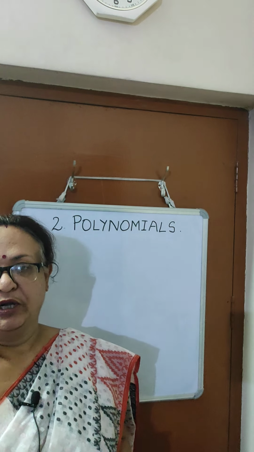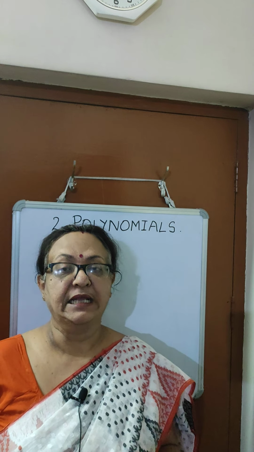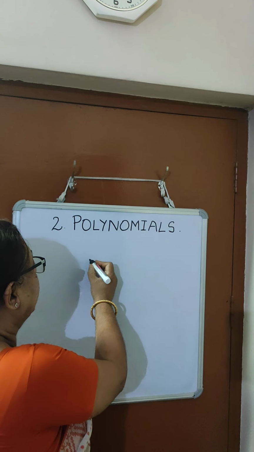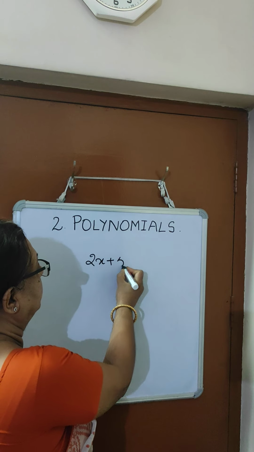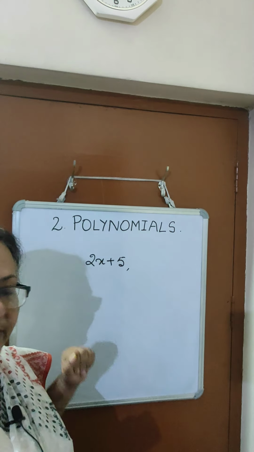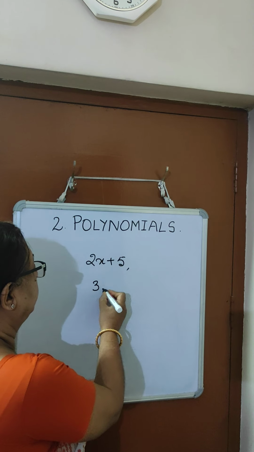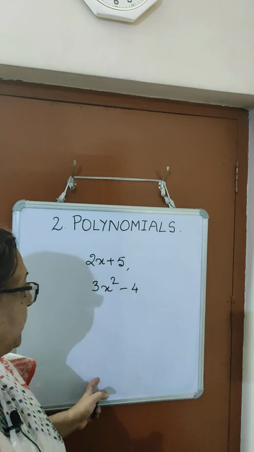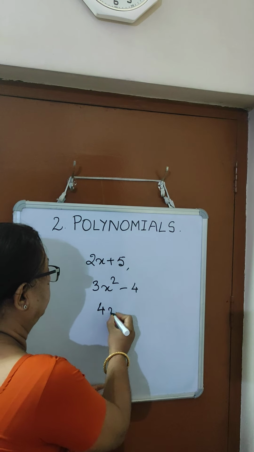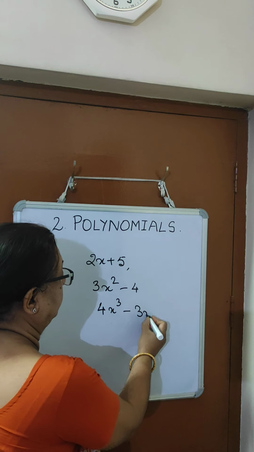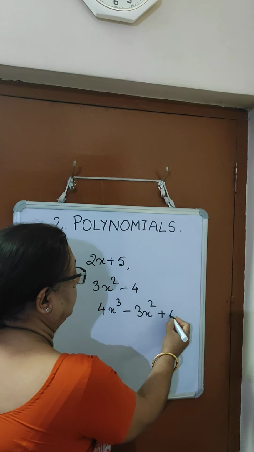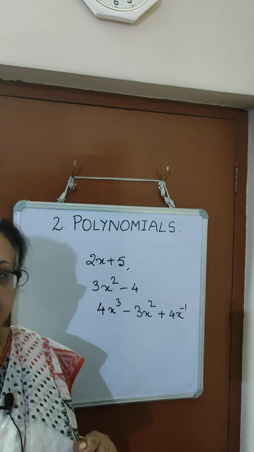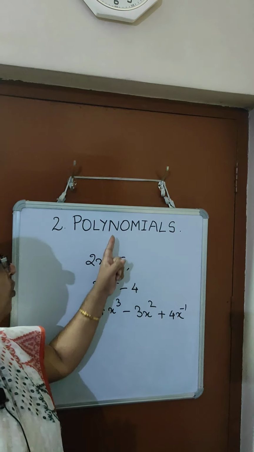Now before we go to polynomials, you have learned about algebraic expressions. What are algebraic expressions? I give you few examples. Say 2x plus 5, this is an algebraic expression. If I say, again an algebraic expression, again an algebraic expression.